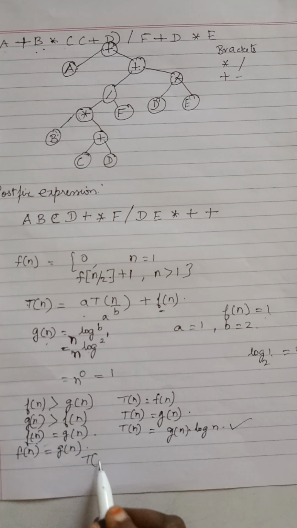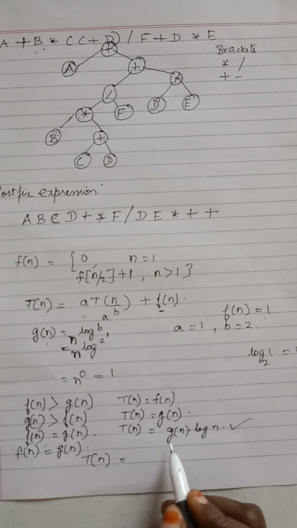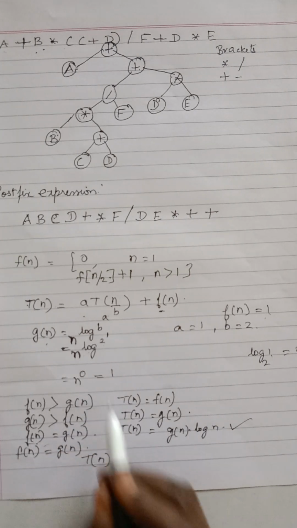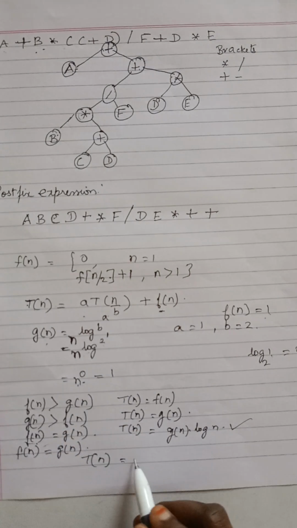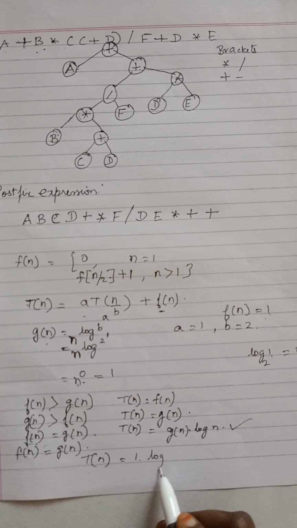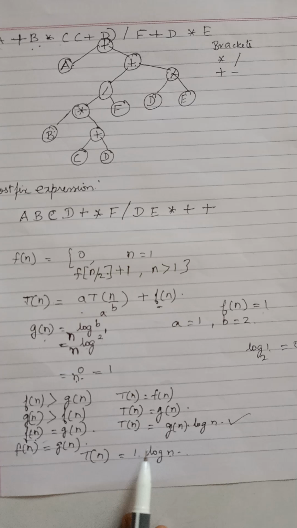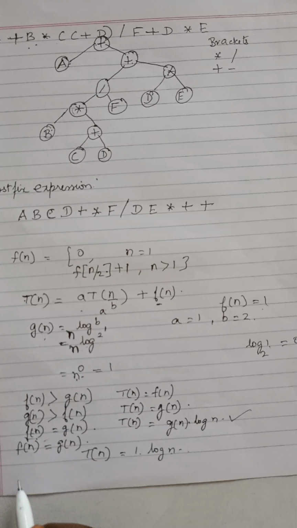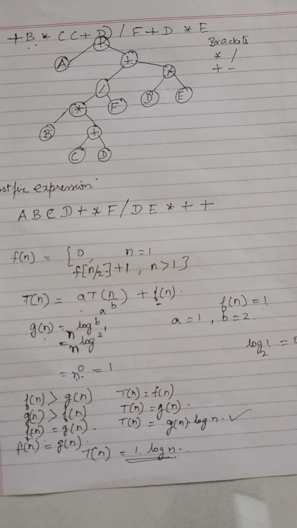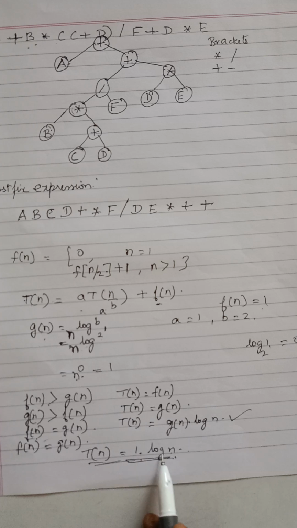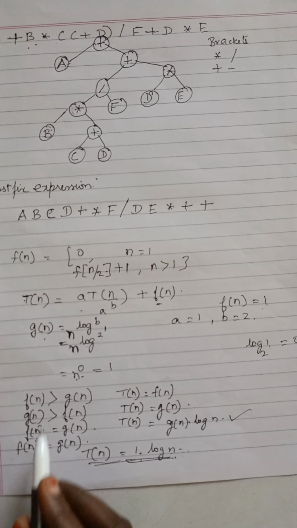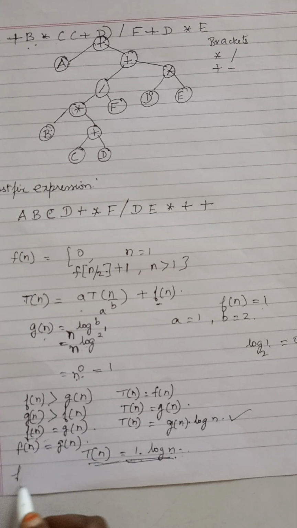So what is the recurrence? The recurrence now becomes g of n is 1, right? N to the power 0 is 1. So 1 into log n. So this is the value of the recurrence. The given recurrence gives 1 into log n. So this is the value of the function. So what does this function return? This function finds out 1 into log n, so basically log n.